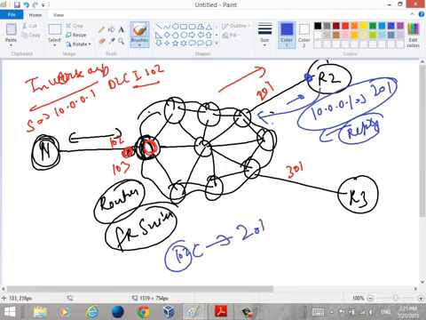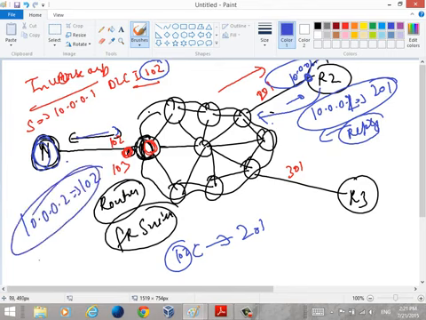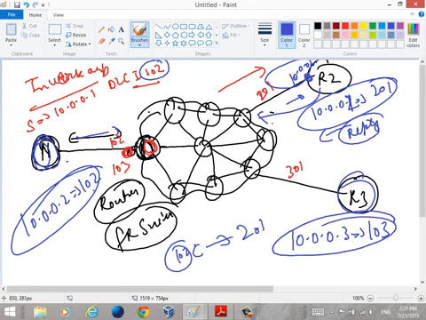Now R1 will check: when it generated an ARP for DLCI 102, who has replied? R2 has replied, yes or no? So it will make an entry in its table: if I want to reach 10002, which DLCI do I have to use? Similar is the case with R3, that if I have to reach 10003, which DLCI do I have to use? Similar is the case with R3, that if it has to reach 10001, which DLCI it has to use? 30.